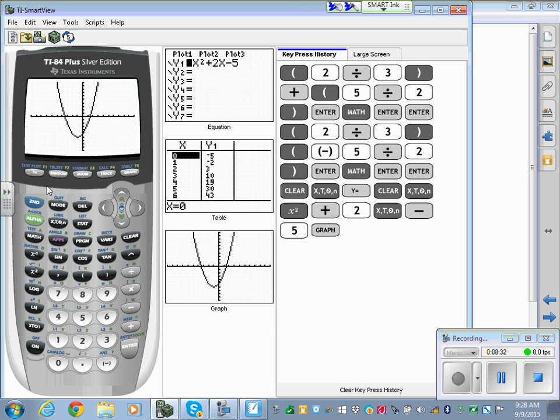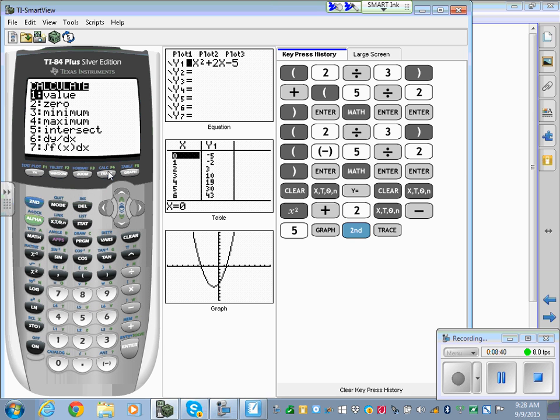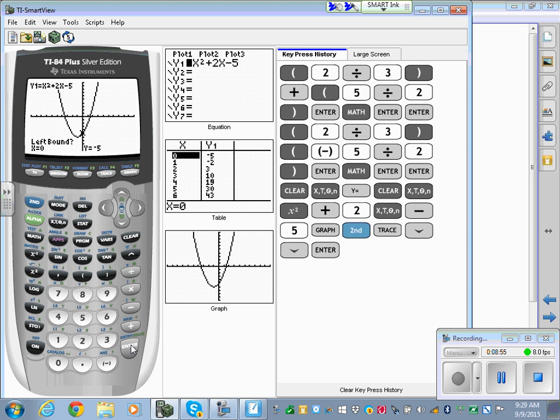Okay, so now you're going to go to the second key. You're going to hit second and then trace. It's going to bring you to this screen. Now look, you can find a value, a zero, a minimum, a maximum, an intersection. So we're going to be finding a minimum. So we're going to scroll down to number 3 and hit enter. We're finding a minimum. If you had put maximum, it's still going to give you a point. It's not going to give it correctly though.